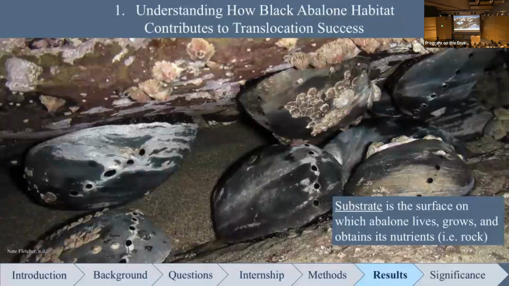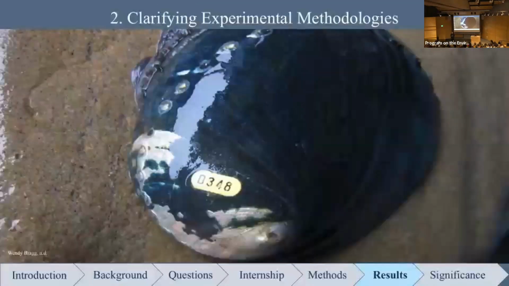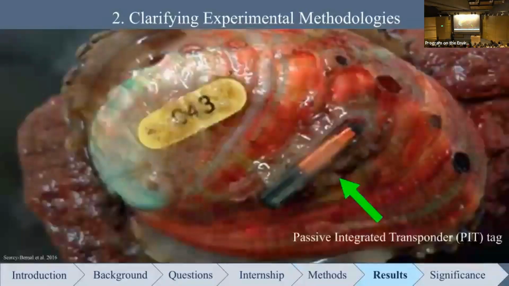The second recommendation is clarifying experimental methodologies. Tagging translocated black abalone is challenging because their number tags tend to fall off over time by the constant rubbing on their shells with the substrate. This is why researchers are trialing pit tags used on other abalone species, which implant into the shell, last longer, and have a unique number tag that can be read with an electronic reader, even when abalone are in deep cracks. But pit tags take a long time to implant and cannot always be read.